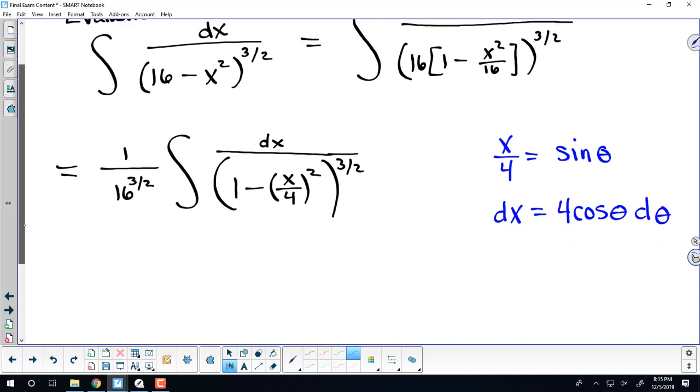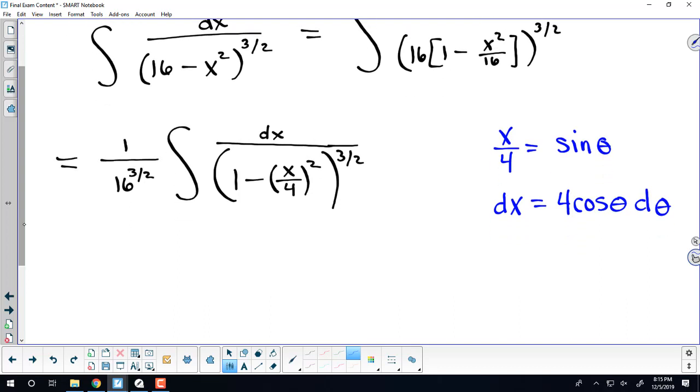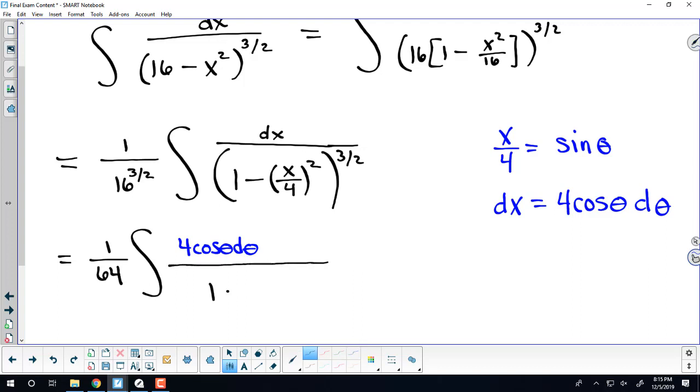All right, so substituting in, what is this constant? 4 cubed, 64. Our dx is now 4 cosine theta d theta. We've got the quantity now 1 minus sine theta squared, and all of it's still to the 3/2.